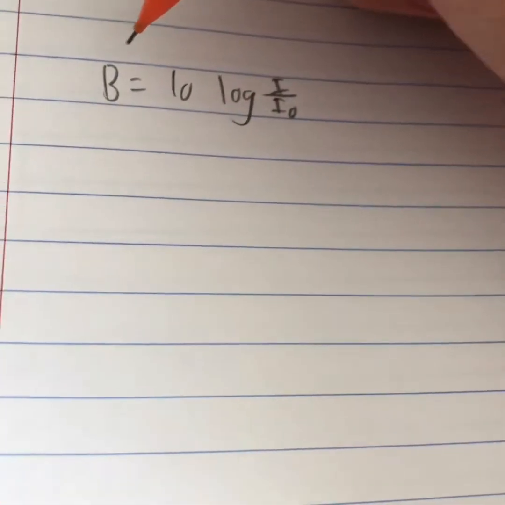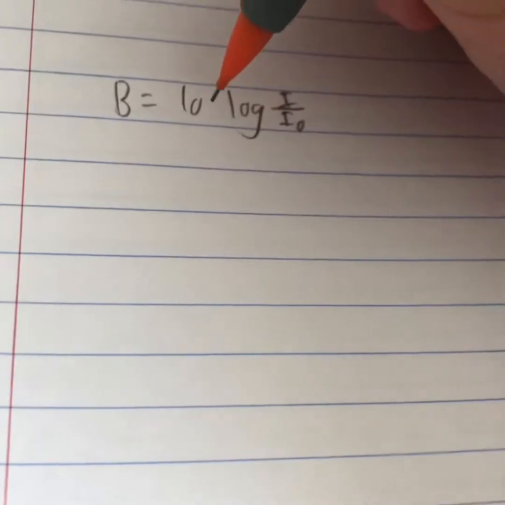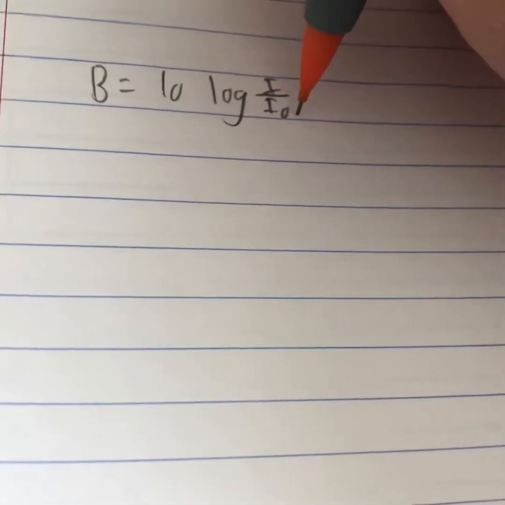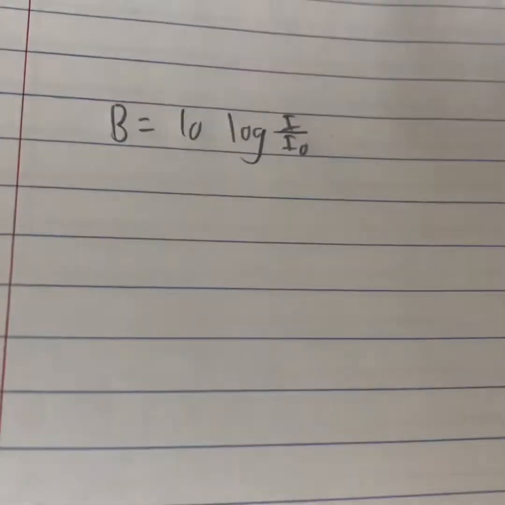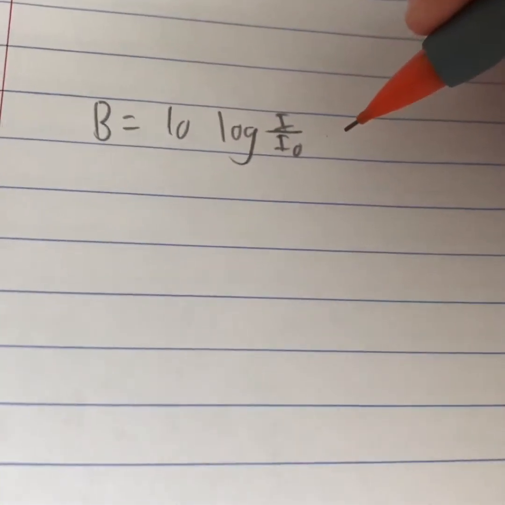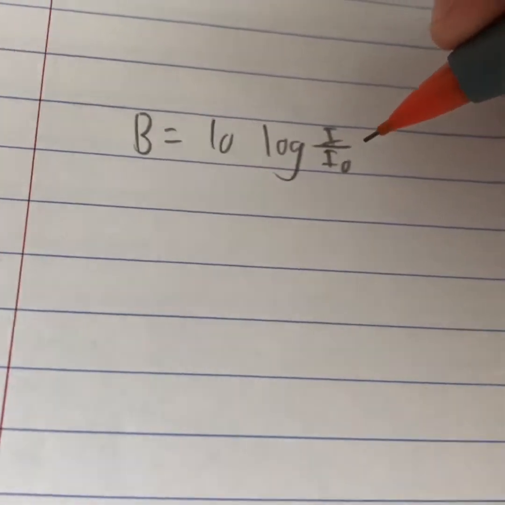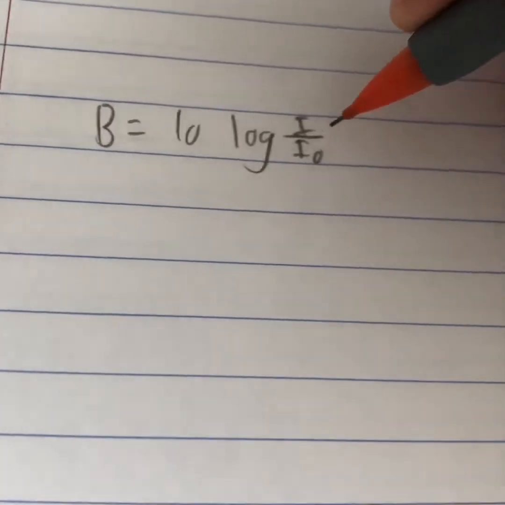The B stands for the decibel level, and then the I with the base of 0 is like a reference of intensity, like it's a standard intensity basically for hearing, and then the I is just the intensity of what we are measuring. So real quick, we're going to do an example problem, and this problem reads, find the decibel level of a jet engine at takeoff if the intensity was measured at 100 watts per square meter.